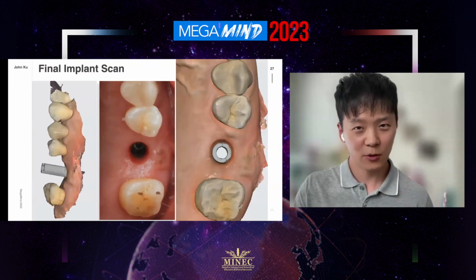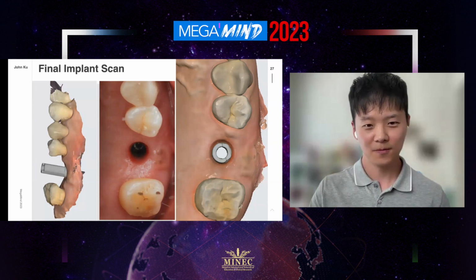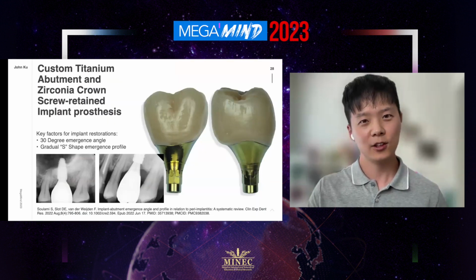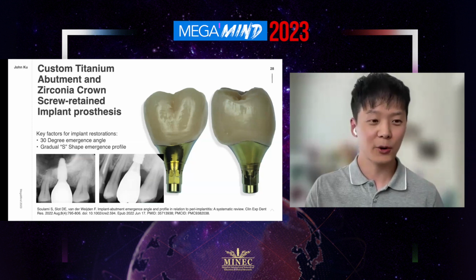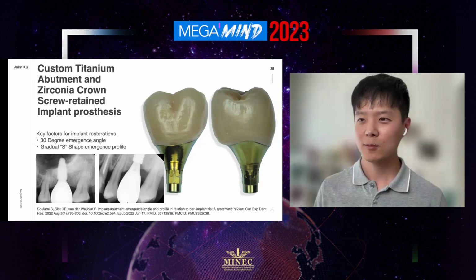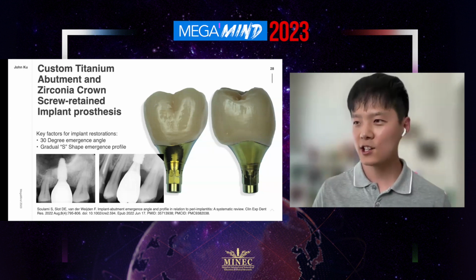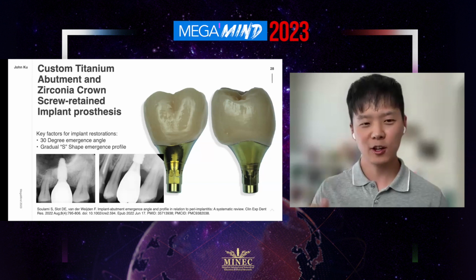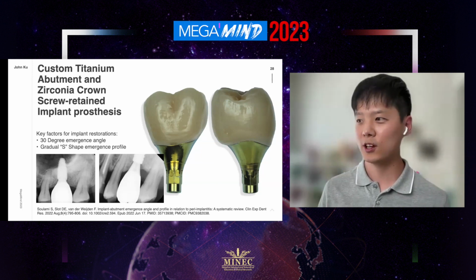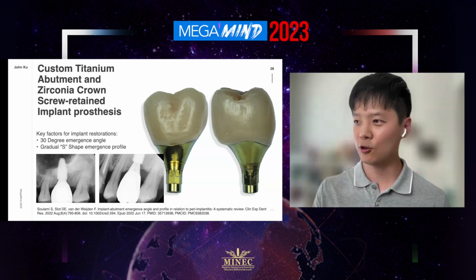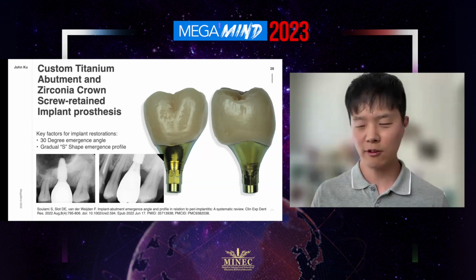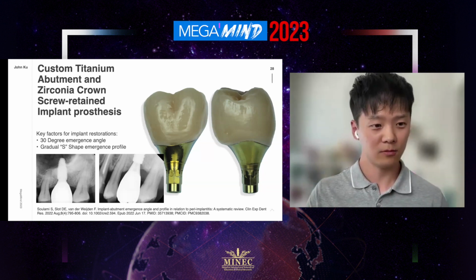So the final implant scan was done using an implant scan body. And I delivered a custom titanium abutment with zirconia crown. And here I do want to point out some of the key factors for implant restorations. The 30-degree emergence angle and the gradual S-shaped emergence profile have been documented in numerous articles and papers in order for the restoration to have good soft tissue health around the implant for the future.